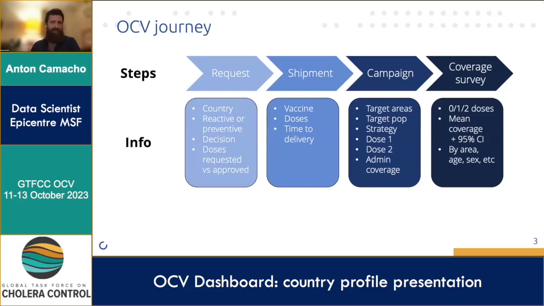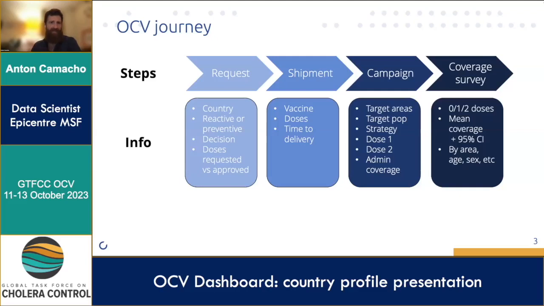For the different steps, we want to know the country, the type of campaign, whether it was reactive or preventive, and the decision made by ICG and GTFCC, including how many doses were requested versus approved. Then at the shipment step, we want to know which vaccine was shipped, how many doses were sent in the different shipments, and the time to deliver those doses to the countries.